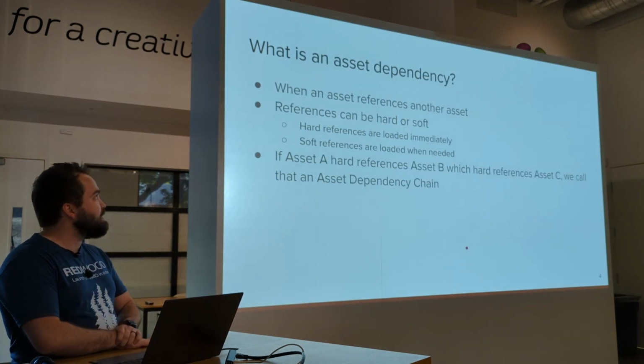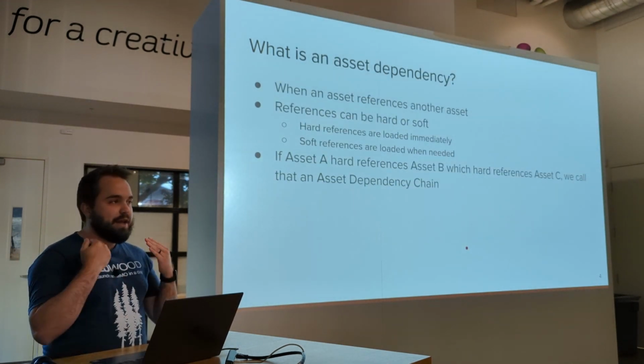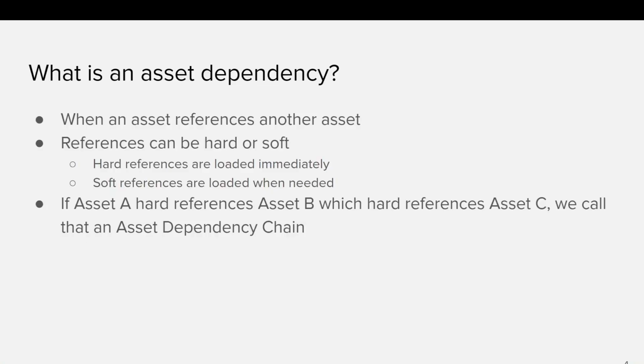What is an asset dependency? Well, it's when an asset references another asset. An asset is anything in the engine: a material, a blueprint, a data table, or a widget, which is kind of like a blueprint but with the UI and stuff like that. It's those things that you see in the content browser in Unreal. And many times, those things will reference other things, whether that's in variables and things like that.